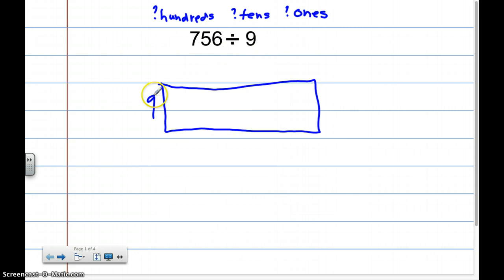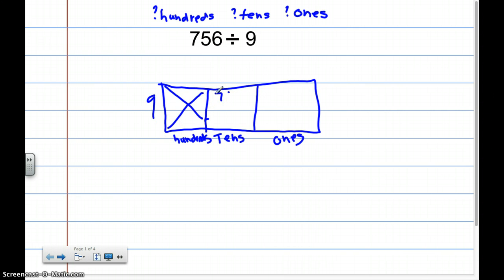So I'm going to take 9 and I'm dividing 756 into 9 groups. I have my hundreds, tens, and ones. So this is going to be the hundreds. This is the tens. This is the ones. Okay? I know that if I had 100 right here, 9 times 100 is 900. That is way bigger than this 756. So I do not have any hundreds in this problem.